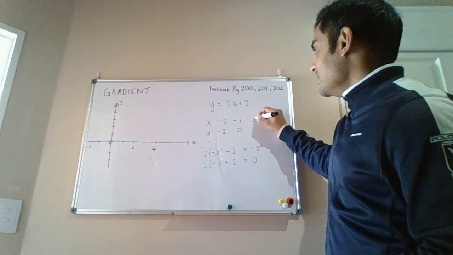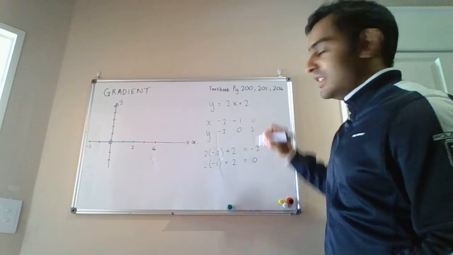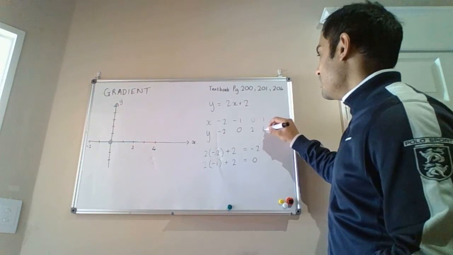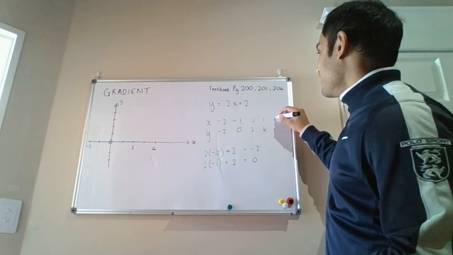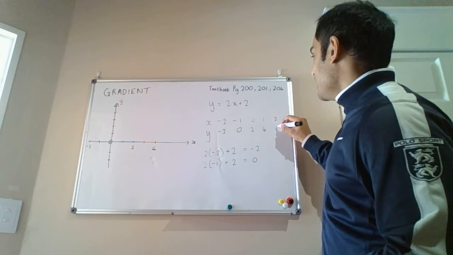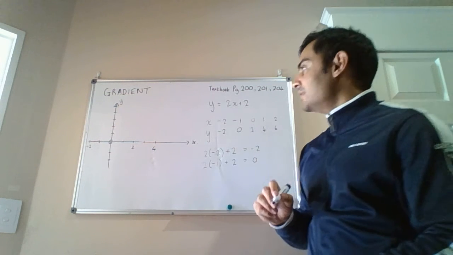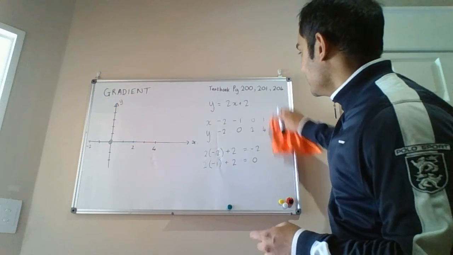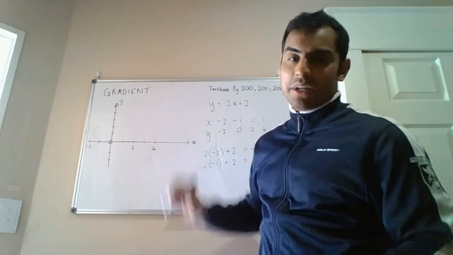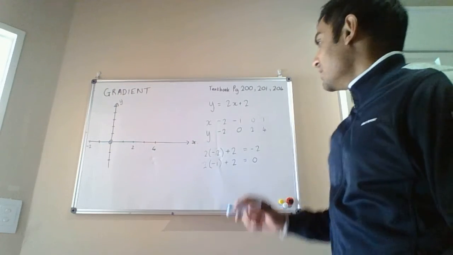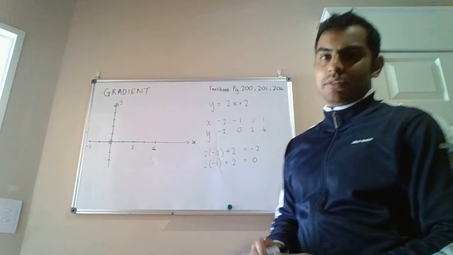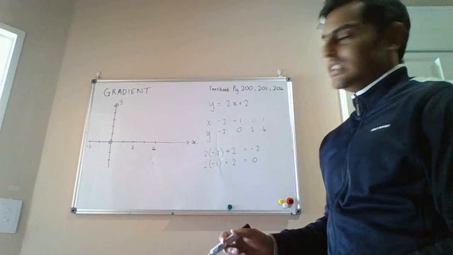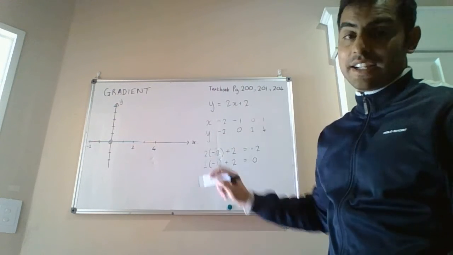For an x value of 0, we get a y value of 2. For an x value of 1, a y value of 4. And for an x value of 2, a y value of 6. I'm going to leave out this last point because it goes above the scale of the graph. So now we've got this little table of x values and corresponding y values. And all we need to do is plot these points on the axes.